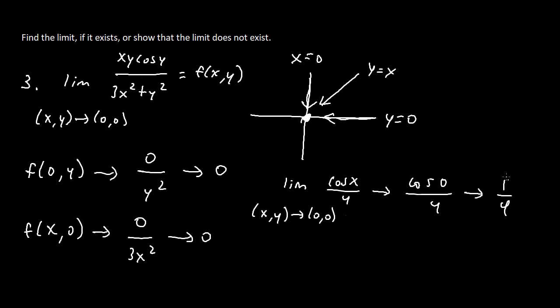So notice the limit along y equals x, the equation that we used to substitute, 1 over 4, does not equal the limit along the x-axis or the y-axis, which we have found to be both 0. So this tells us that the limit does not exist because it's not equal along all equations.